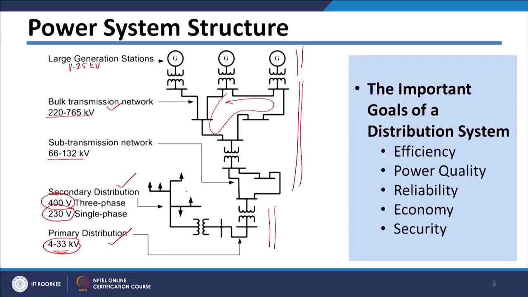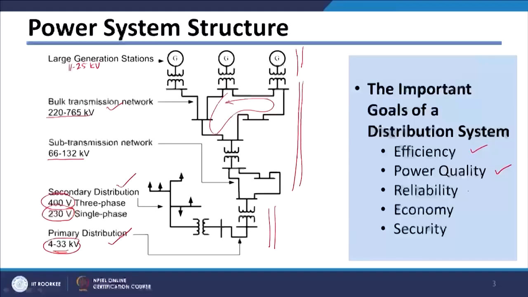The basic goals of the distribution system are listed here. First, it should be efficient, which means losses in distribution should be as low as possible. We should deliver quality power to the customer, which means the voltage should not contain any harmonics, sags, swells or flickers. Then we should provide the customer reliable power. Power should be cheap for the customer, so it should be economical, and it should be secure power for the customer.